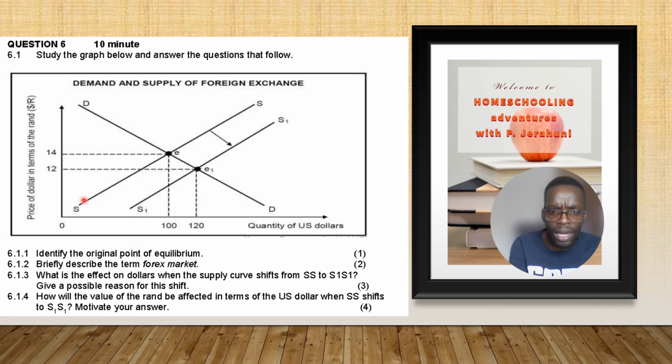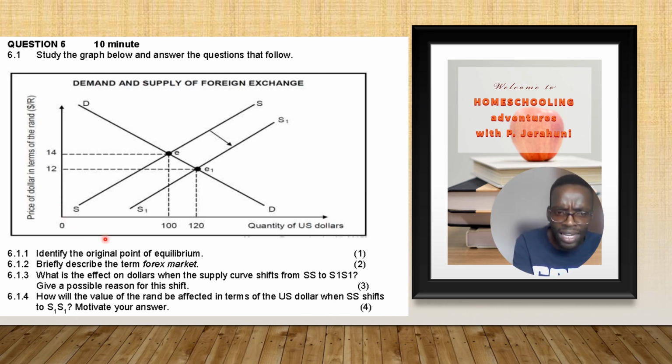Then after the shift of the supply curve to the right, forming a new supply curve S1 with a new equilibrium point, which is now E1, this is what is happening. The price has gone to 12 rands, and the quantity that is being demanded and supplied is 20. So the equilibrium quantity is 20, and the price is now 12. It means that after the shift of the supply curve, I'm going to be paying 12 rands for a dollar. I hope it makes sense.